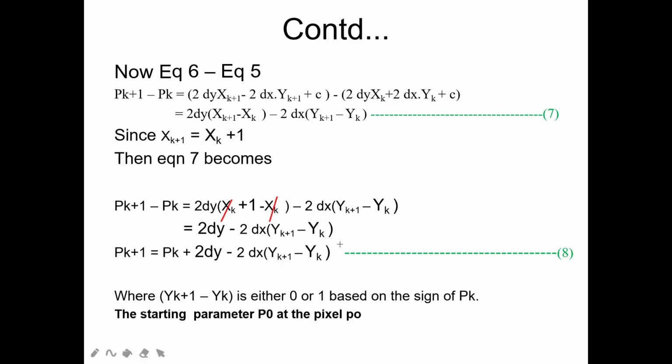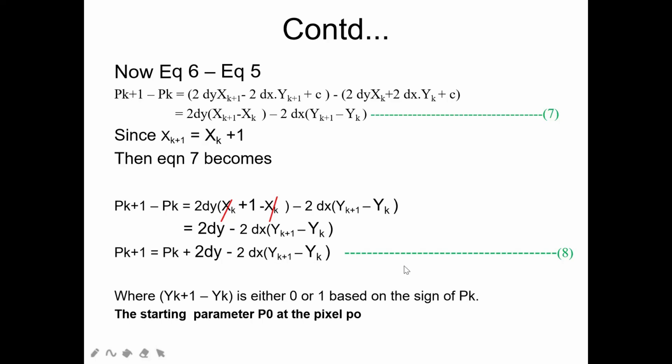Correct. So now in the next step, we have to find out the value of pk plus 1. So now here, this side minus pk, this side it will be plus pk. So here you are going to find pk plus 2 dy minus 2 dx into yk plus 1 minus yk. This one will be your equation number 8.